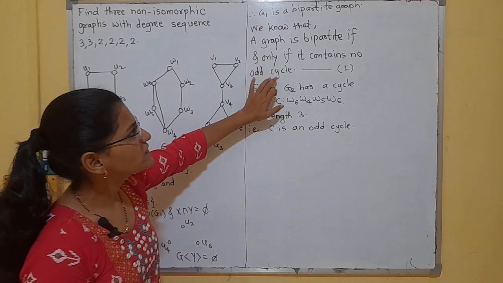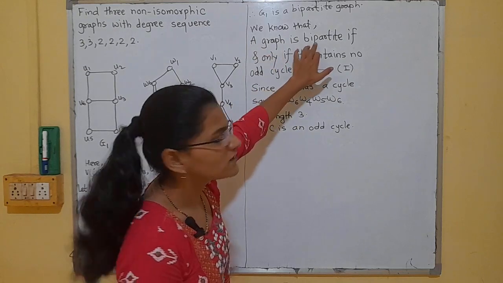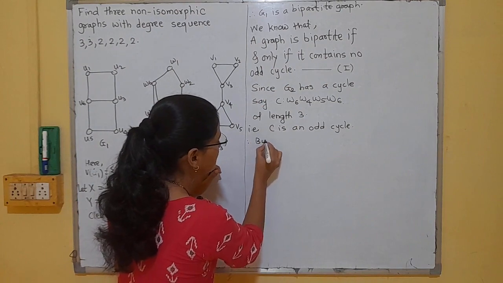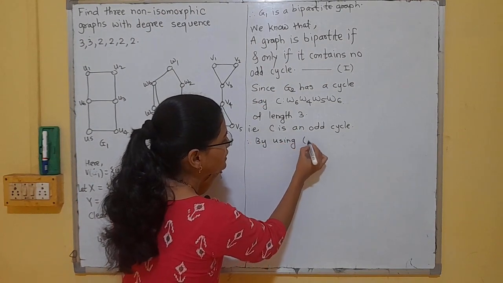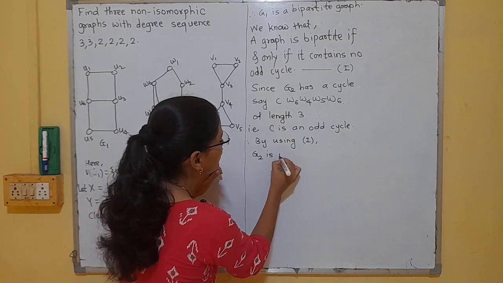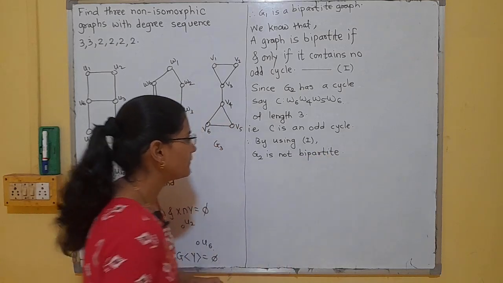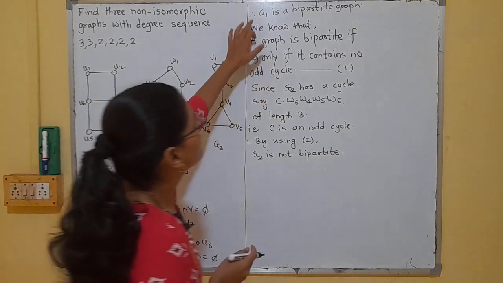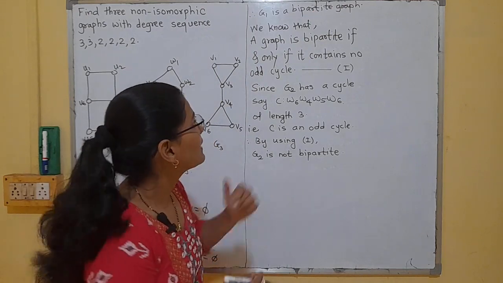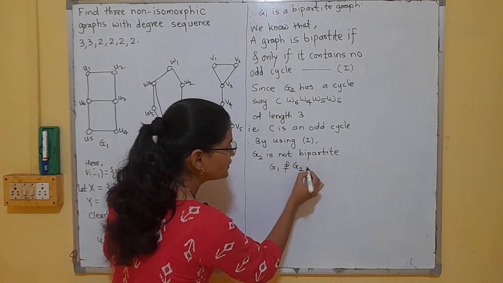So from the contrapositive of equation 1, G contains an odd cycle, therefore G is not bipartite. Therefore, by using 1, we are actually using the contrapositive. By using 1, G2 is not bipartite. Okay, so here we have proved that G1 is a bipartite graph, and here we have proved G2 is not a bipartite graph. So clearly G1 is not isomorphic to G2.